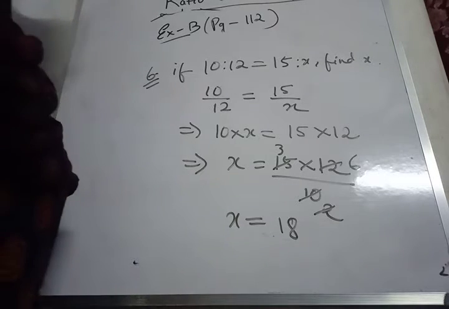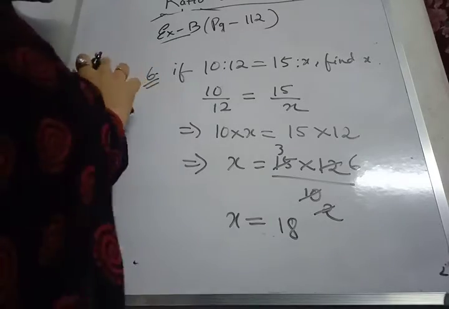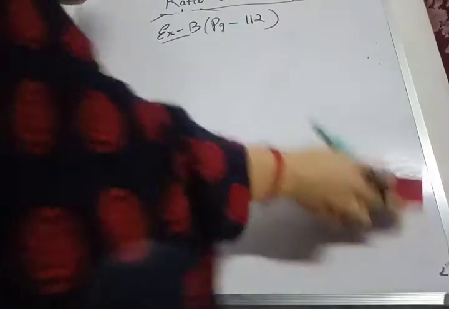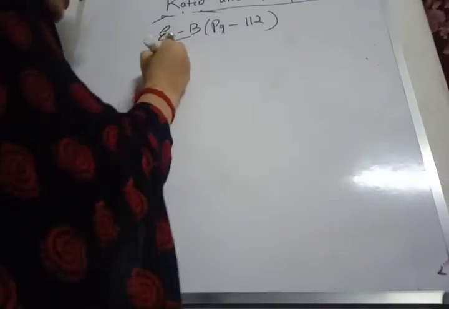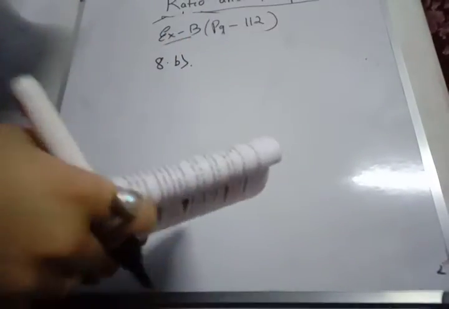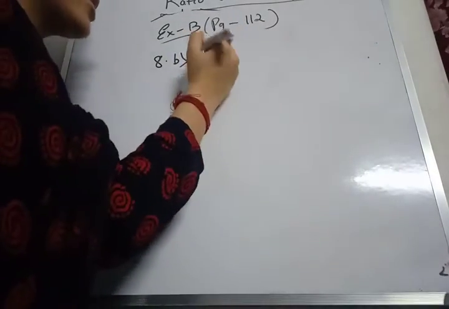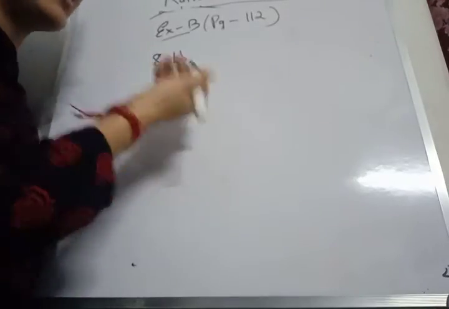Okay. Next sum is sum number 8, sub part B. What we have to do, we have to arrange the following ratios in the ascending order. Means whatever ratios I will be providing, we have to arrange them in their increasing or ascending order.